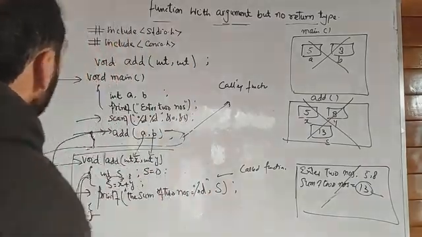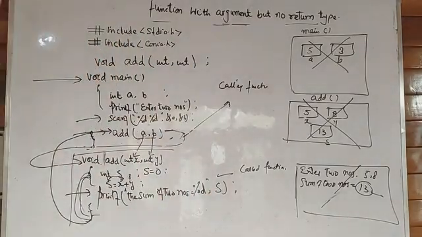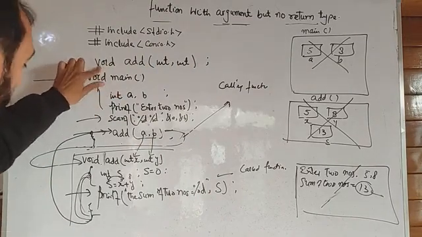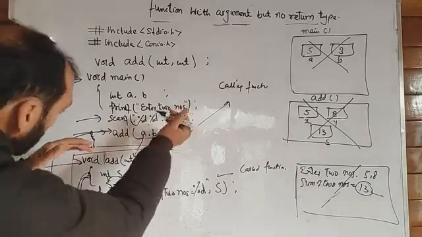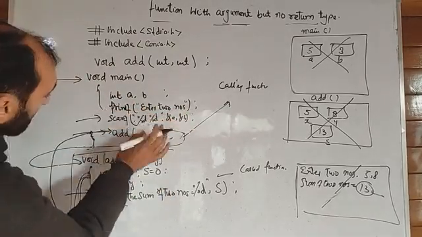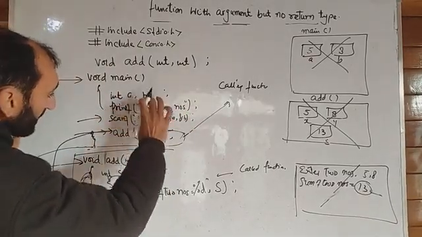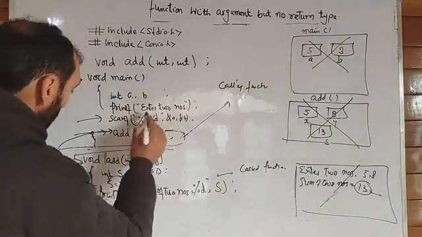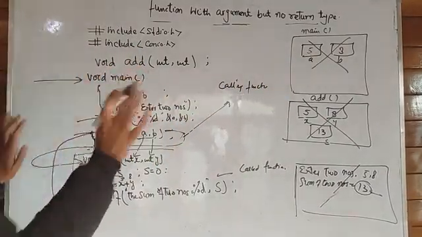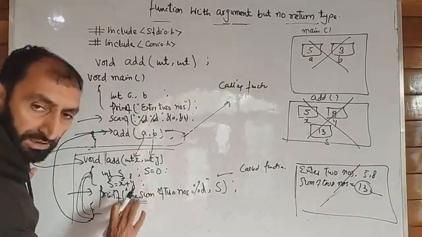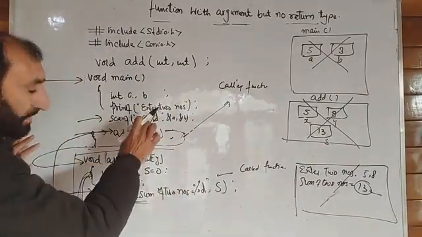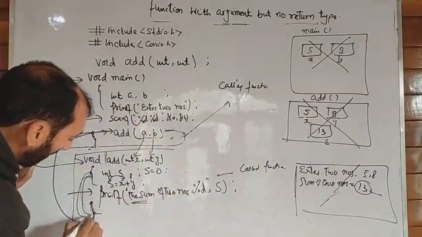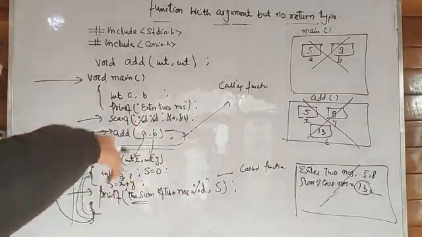I hope now you have understood the working of these types of functions. Here the return type and the parameters are used, and the arguments are a is 5, b is 8. The function returns the value back, and control automatically returns to the calling function.